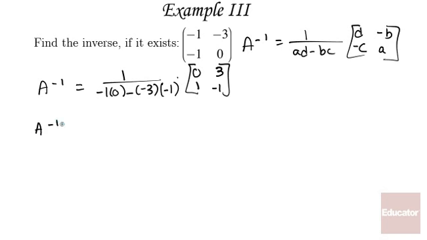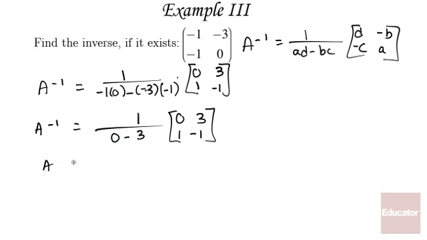Okay, let's make sure that this is going to work now. This is 0 minus negative 3 times negative 1, which is going to give me 3. So that is 1 over 0 minus 3. And there will be an inverse because this is not 0. If this had come out to be 0, I couldn't have found the inverse. 0 minus 3 is negative 1/3.